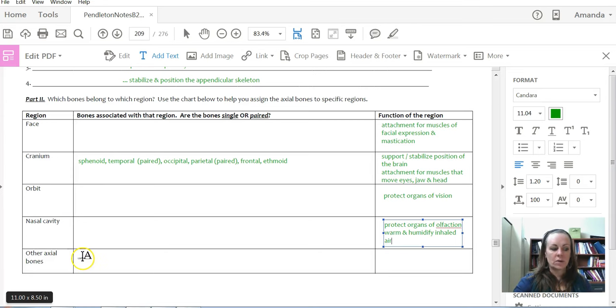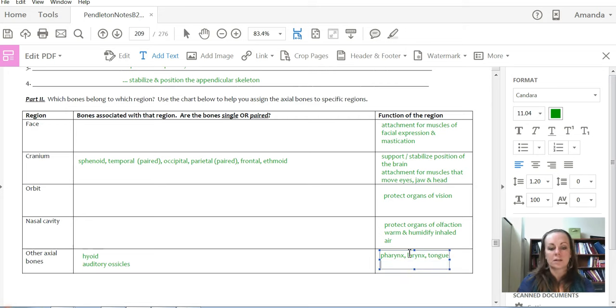Okay. The other axial bones that I want to make sure that you get are going to be the hyoid, okay, and then also the auditory ossicles. Okay. The hyoid bone, that's going to be attachment for muscles that position the pharynx. That's going to be the larynx, which is commonly called your voice box. The pharynx is more that back portion of your throat. And there are also going to be muscles that help position and move the tongue. They're going to attach to that hyoid bone.